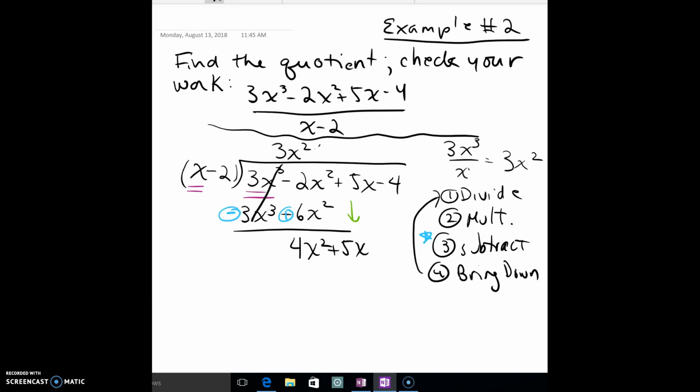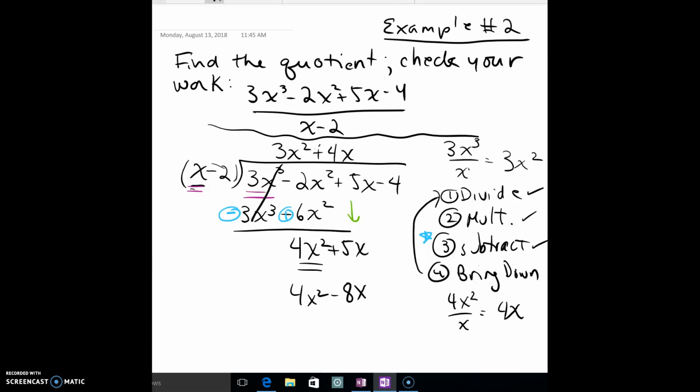So let's divide. Again, when we divide, we look at the highest degree term of our dividend, which happens to be 4x squared this time, and the highest degree term of the divisor, which is x. So 4x squared divided by x is 4x, and we're going to put that up there in the quotient's position. So we took care of divide. Now let's multiply. 4x times x minus 2. 4x times x is 4x squared. And 4x times negative 2 is negative 8x. So we took care of multiplying. Now we have to subtract.